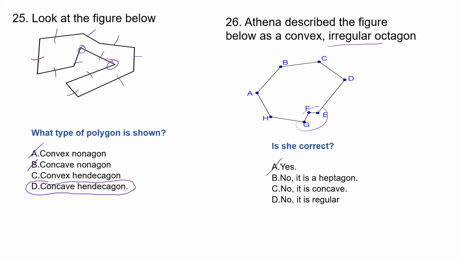And is it a heptagon? Heptagon has 7 sides. So let's see. 1, 2, 3, 4, 5, 6, 7, 8. No, it is not a heptagon. So C and D says no, it is concave. No, it is regular. We know that it is not regular because all of the sides are not congruent. So it has to be C because it is also concave. We have this dent right here.